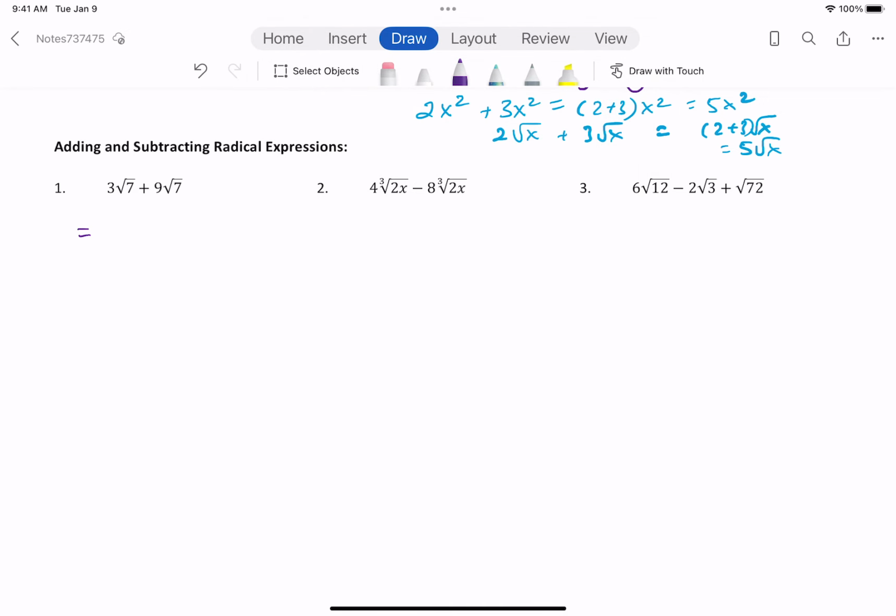So for the first one, I have like radicals. All we're going to do is add the numbers that are out front. So 9 and 3 gives me 12 roots of 7. That's it. And it doesn't matter if they're cube roots, it's the same thing. As long as these are the same, we can do the operation that's out front. So 4 minus 8 is negative 4 cube roots of 2x.